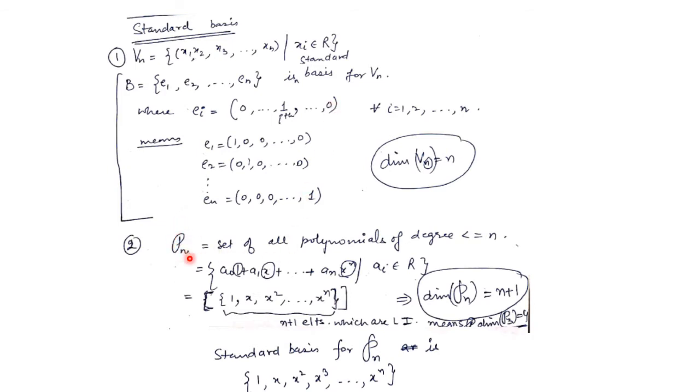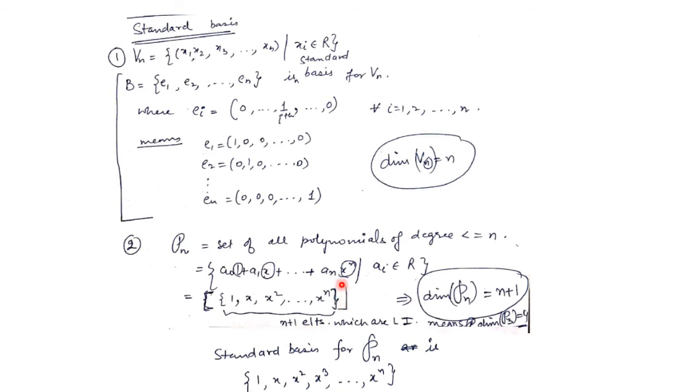Now the standard basis of the Pn set. What is your Pn set? The set of all polynomials of degree less than or equal to n. That means it is a set of a0 times 1 plus a1 times x plus a2 times x square, up to an times x to the power n, where each ai is a real number. So it is a linear combination of 1, x, x square, up to xn, where the a0, a1, and so on are scalars. It means it is the span of this set.